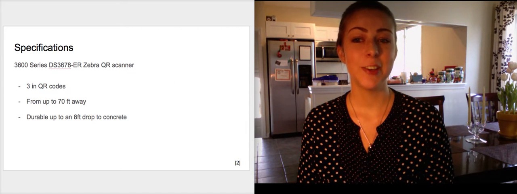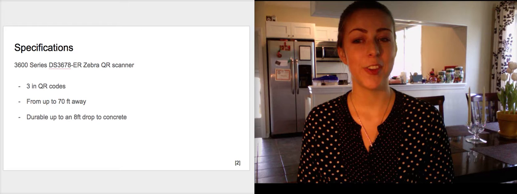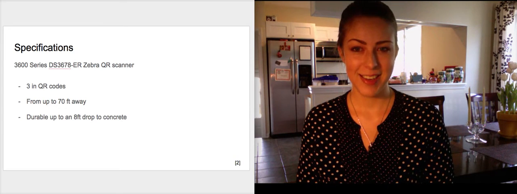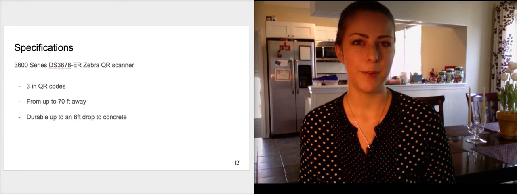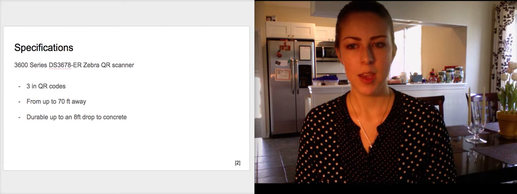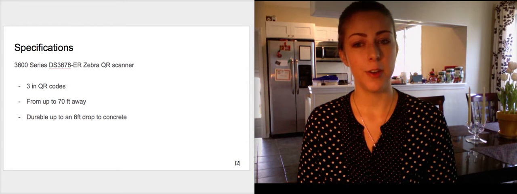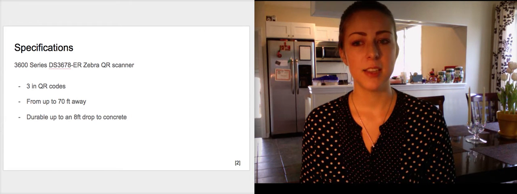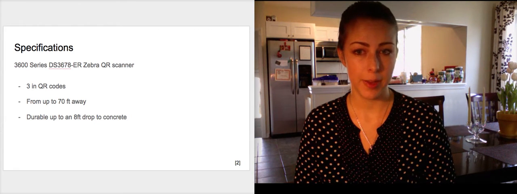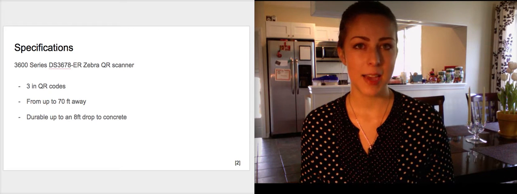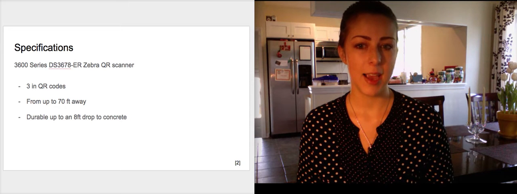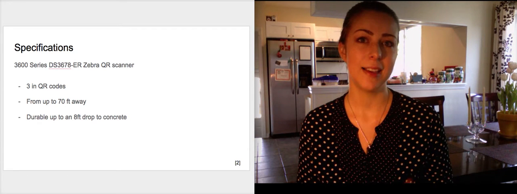The 3600 series DS3678ER Zebra QR scanner has been chosen to be adapted for this purpose for a few key benefits. The scanner is able to read QR codes as small as 3 inches in any condition. This cuts costs for labeling boxes considerably. The boxes and palletized merchandise in the overhead is already labeled, but with numbers on labels that exceed these dimensions.